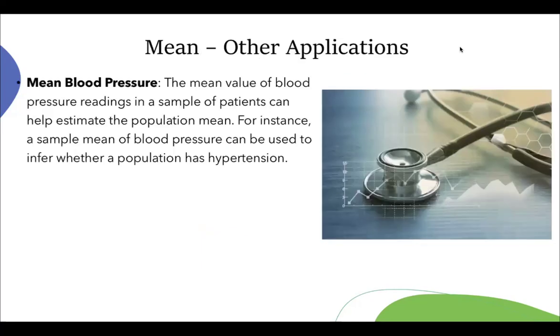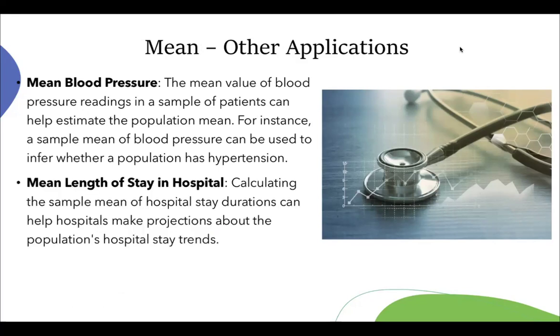Let's look at some other applications. We could be finding the mean blood pressure. The mean value of blood pressure readings in a sample of patients can help estimate the population mean. For instance, a sample mean of blood pressures can be used to infer whether a population has hypertension. We can also calculate the mean length of stay in a hospital. Calculating the sample mean of hospital stay durations can help hospitals make projections about the population's hospital stay trends.